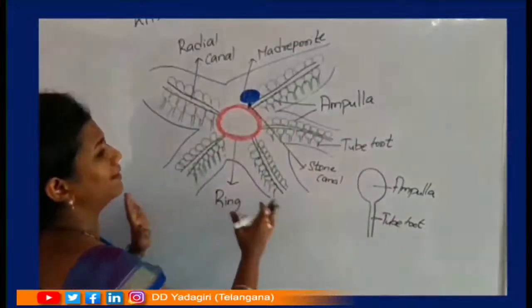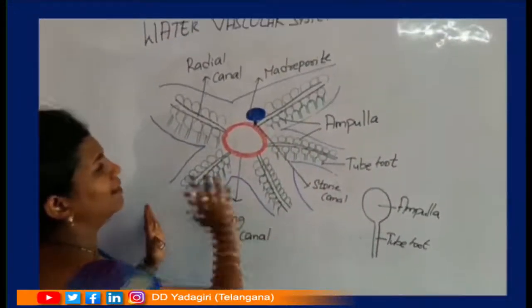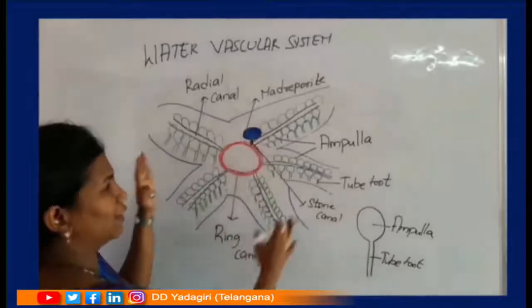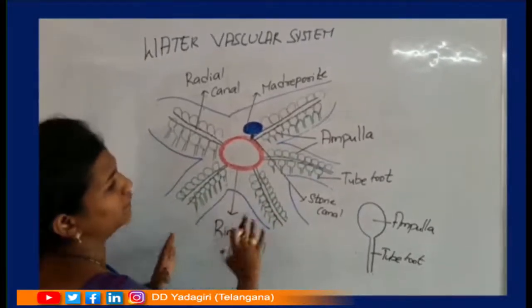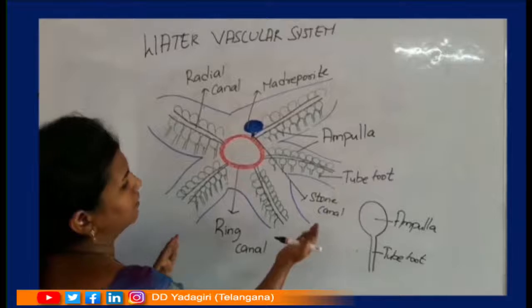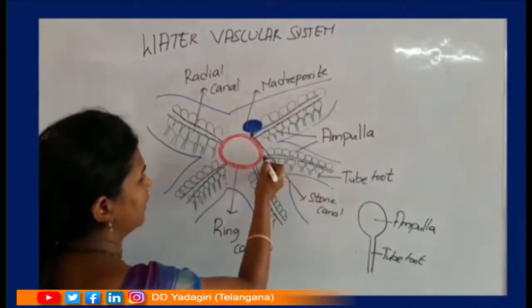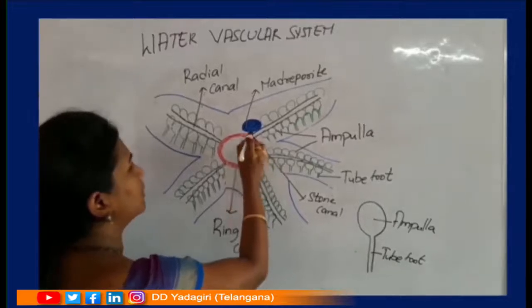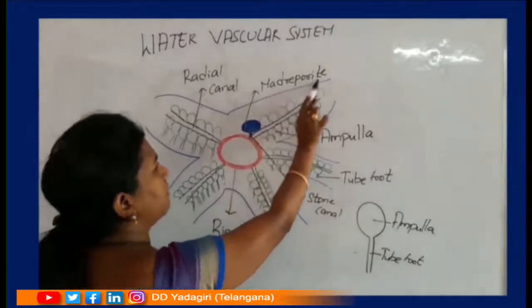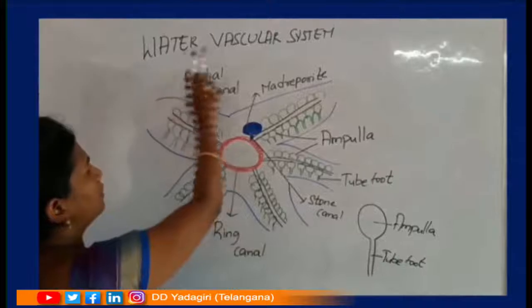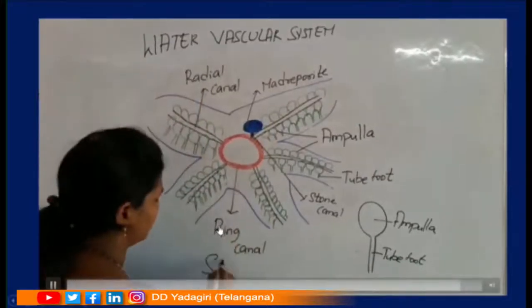In this way the network of water undergoes circulation, distributing food and nutrients. The same way it is reversed from the tube feet to the radial canal, from the radial canal to the ring canal, and the water exits through the same madreporite. So this is the water vascular system of the starfish.